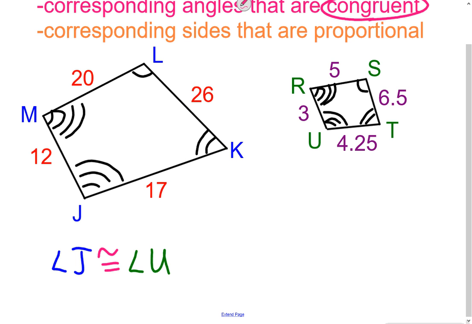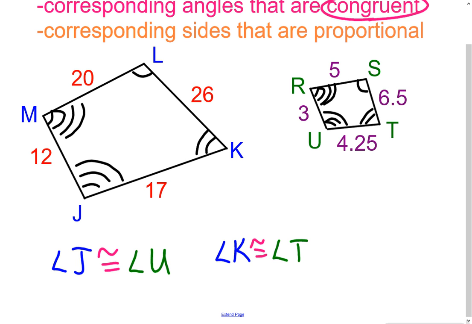This is the fancy little symbol for congruent. It looks like an equal sign with a little squiggle on top of it. Then I'm going to go on to my next angle from the figure on the left. That's angle K. Which one does angle K match up with? Angle K has two arcs, so I'll come over here, and angle T has two arcs on the other one. So angle K and angle T are the congruent angles.